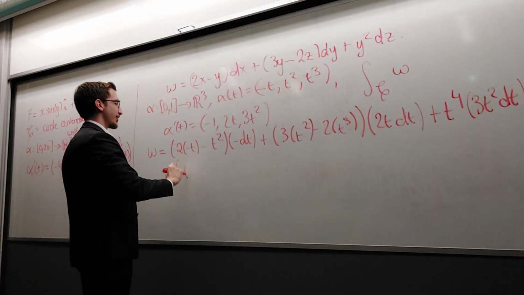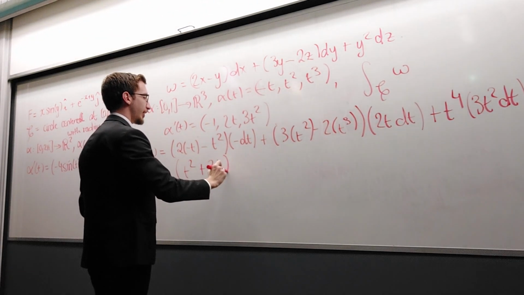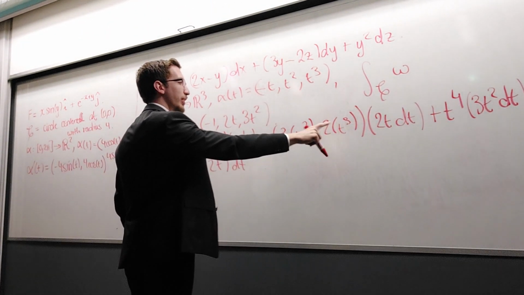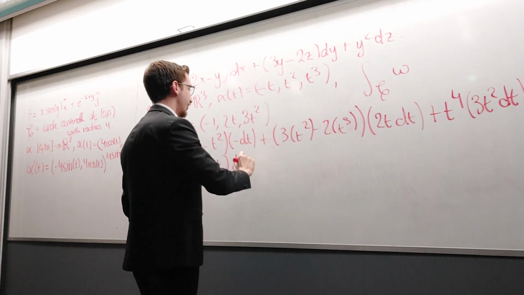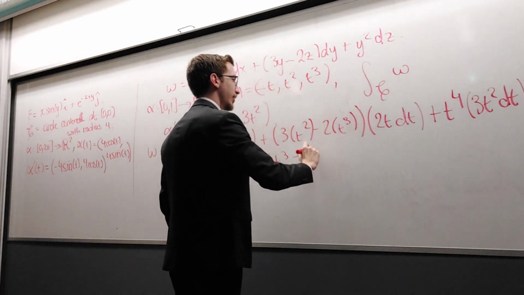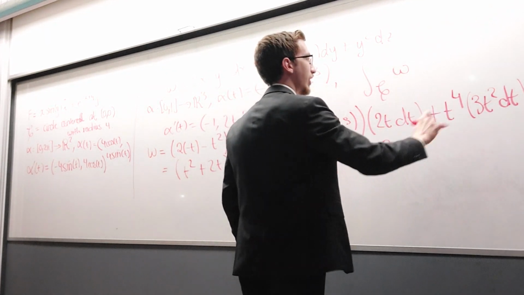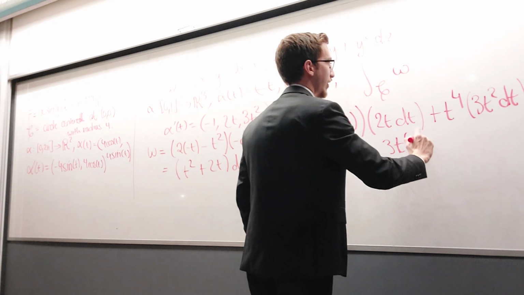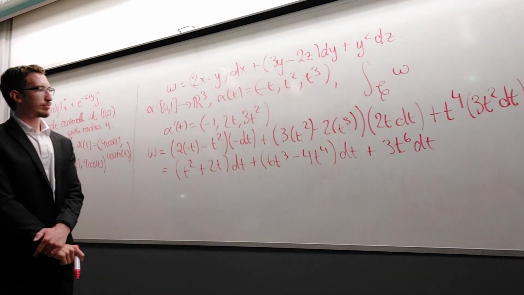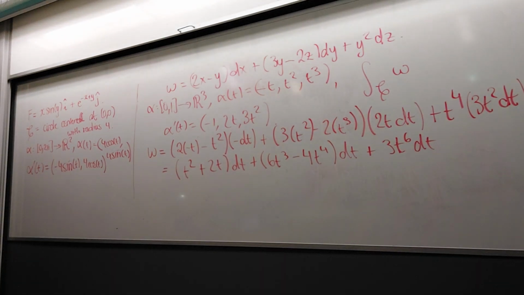Okay, so let's simplify this. I get t squared, this would be minus 2t, so I would have a plus 2t dt. What would I get here? I would get 6t cubed. I would have minus 4t to the 4 dt. Here I would have 3t to the 6 dt. Sixth order polynomial. Well, is this a polynomial? What is this? Is it a function? It's all one. Good.